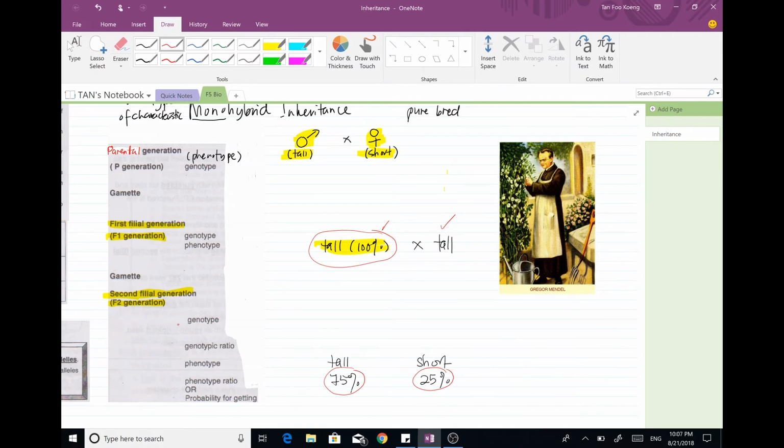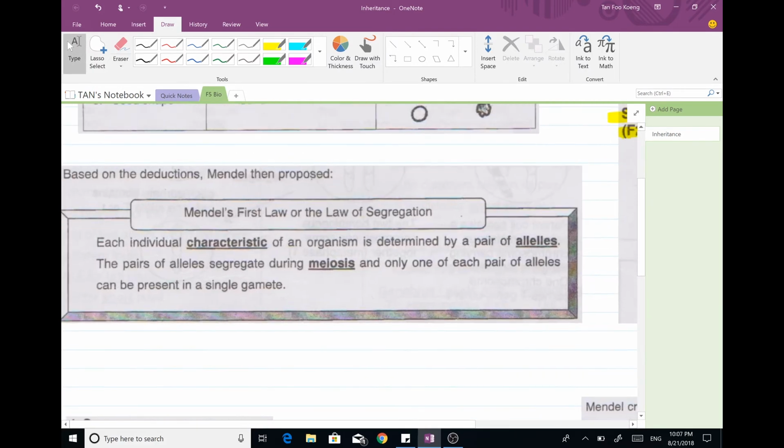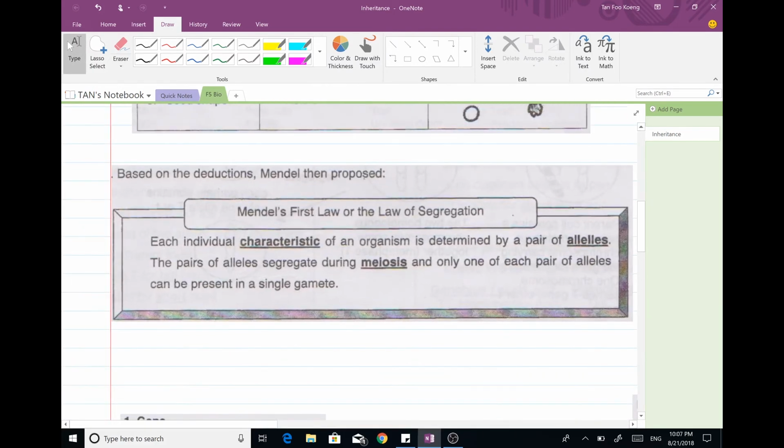This conclusion is now what we call Mendel's first law. And he proposed that each characteristic of an organism is determined by a pair of alleles. At that time we called these alleles factors, because we still did not call them alleles. And only one allele of that pair can be present in the gamete.